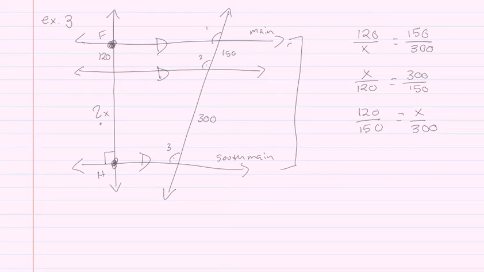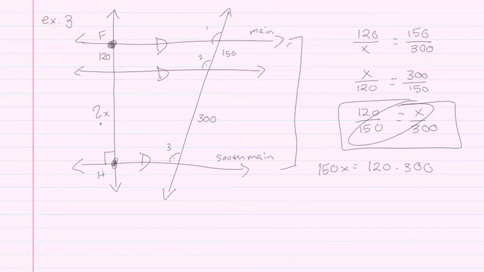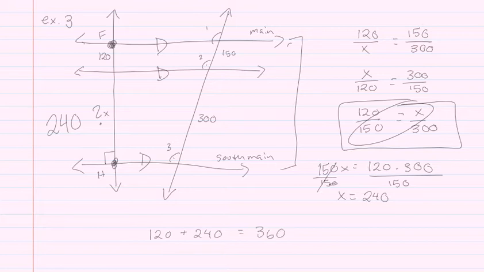So I'm just going to go ahead and take this last one. Cross multiply, 150x equals 120 times 300. And when I divide by 150 on each side, I get 240 for this missing length. So to answer my entire question, I need to add 120 plus 240 and get 360. So the value for Main Street to South Main is 360.